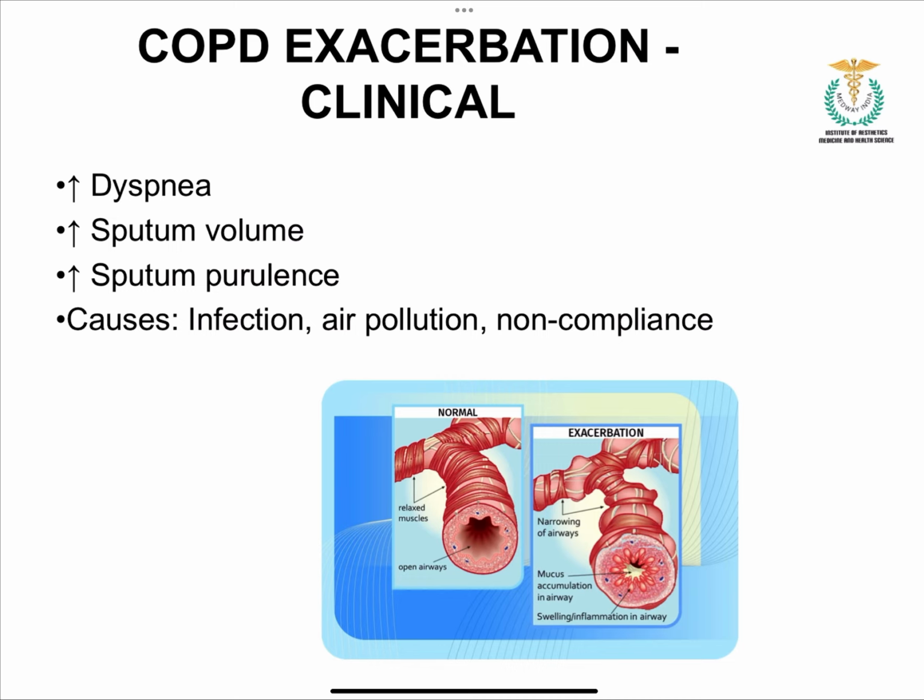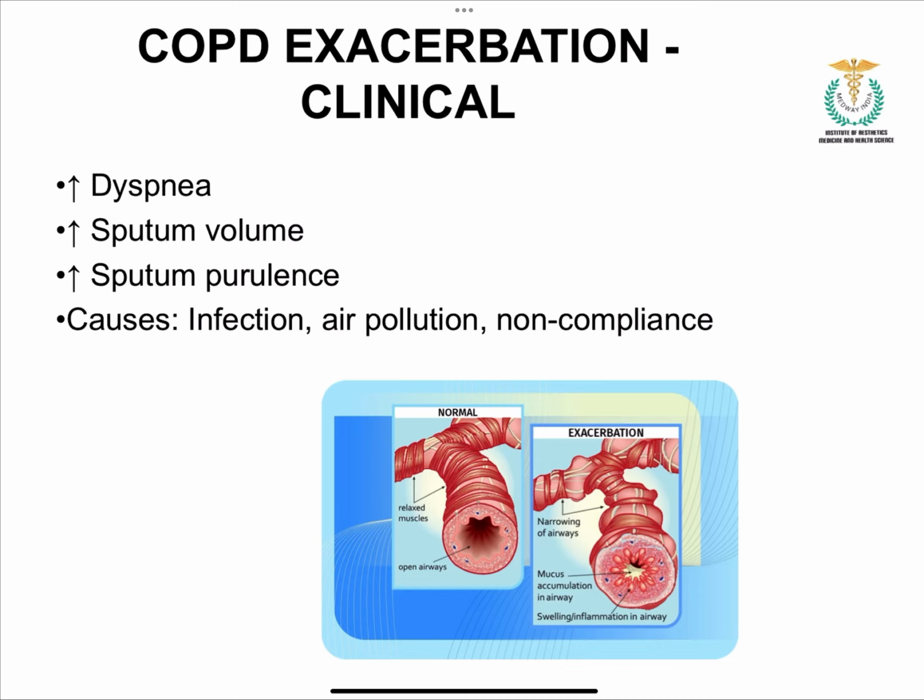And next is COPD exacerbation at the clinical level. In the clinical features of COPD exacerbation, the patient will present with the classical triad: increased dyspnea, increased sputum volume, increased sputum purulence. You suspect bacterial infection when the sputum is purulent. So bacterial infection, air pollution, or non-compliance are the causes of COPD exacerbation. If the patient is presenting with increased dyspnea, increased sputum volume, increased sputum purulence, go for COPD exacerbation. That is the clinical triad. This is the most important point: increased dyspnea, increased sputum volume, increased sputum purulence.